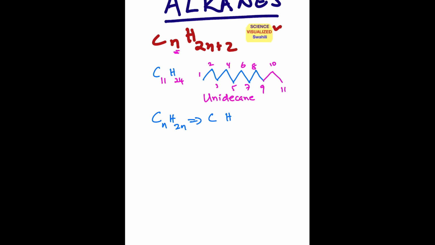For cyclic system, it's going to be C11 and then times 2, which will be H22, and the name for that is cycloundecane.